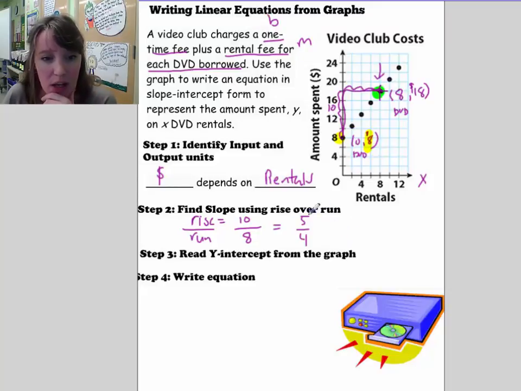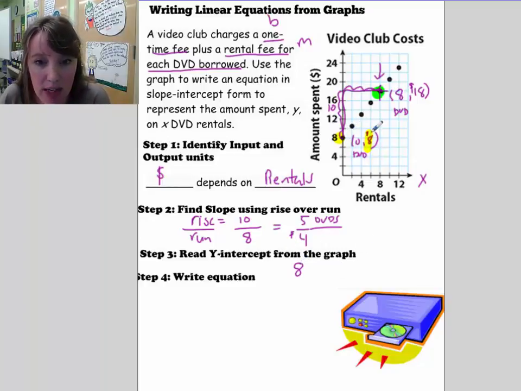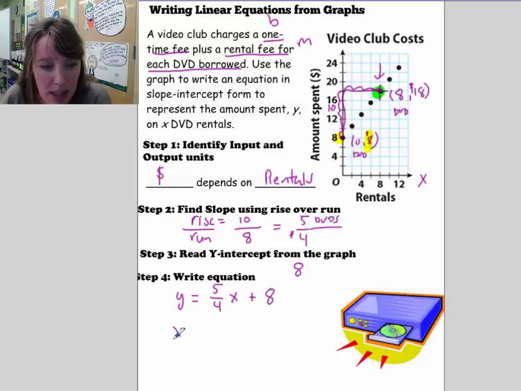So for every 5 DVDs rented, it costs $4. That's another way to interpret the slope. Read the y-intercept from the graph. Our y-intercept is 8. So at 0 DVD rentals, the membership fee is $8. So we're going to write the equation. y is equal to, our slope is 5/4, x plus 8, where x is equal to the DVDs rented and y is equal to the total cost.